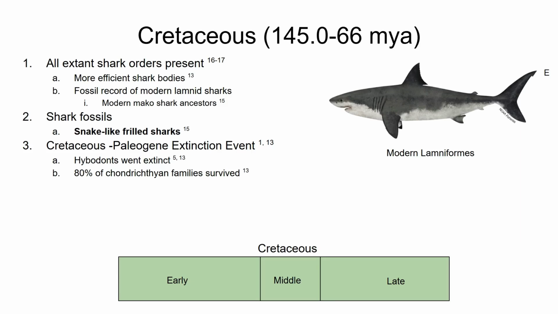What shark fossils of this period did paleontologists uncover? Paleontologists discovered some snake-like frilled shark fossils in Cretaceous rocks. Which species went extinct during the Cretaceous-Paleogene extinction event? What was the percentage of surviving cartilaginous fish families? The extinction event wiped out the hybodonts, while 80% of the Chondrichthyes families survived.